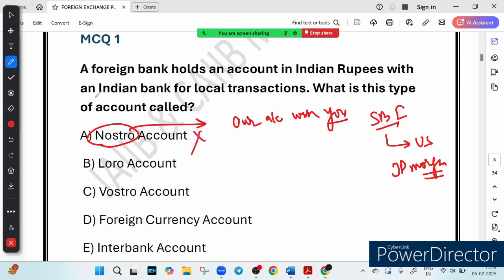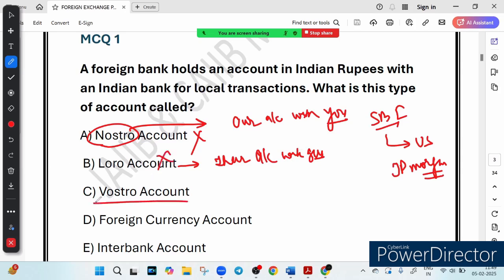Loro account. So Loro means what? Their account with you. Loro means their account with you, right? So it is used when a bank refers to another bank's account. For example, Bank of Baroda refers to SBI's Nostro account with JP Morgan. Then for BOB it is a Loro account. This is also incorrect because Loro accounts are used by a third bank to refer to another bank's account, which is not the case here.